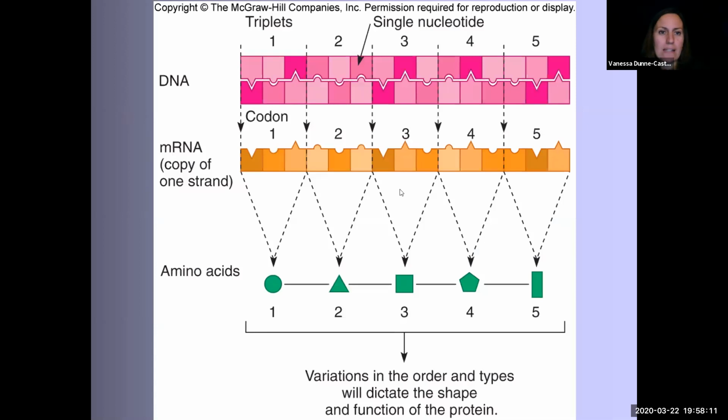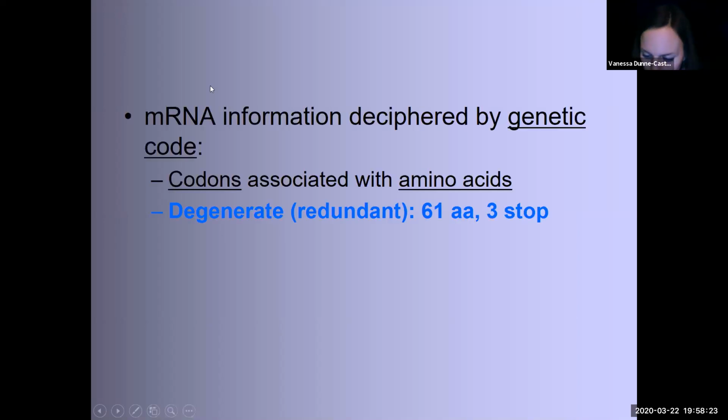So a codon is a sequence of 3 nucleotides in a row. Any 3 nucleotides could be considered a codon, any 3 adjacent nucleotides. In this picture here, this is showing you codons. Whoops, sorry, let me go back.